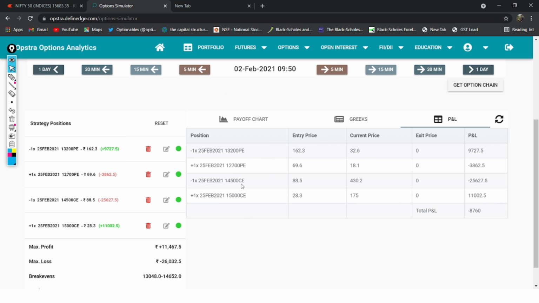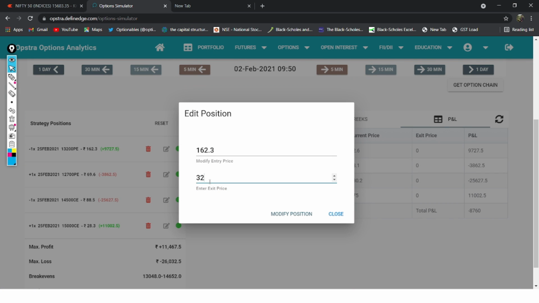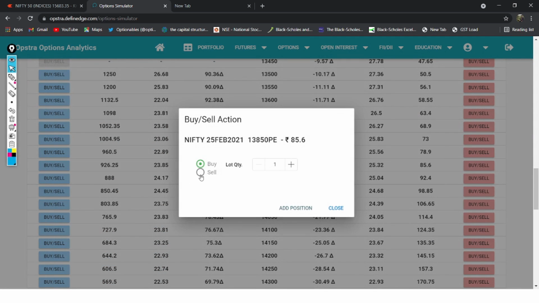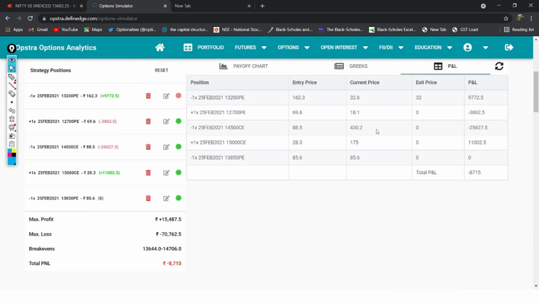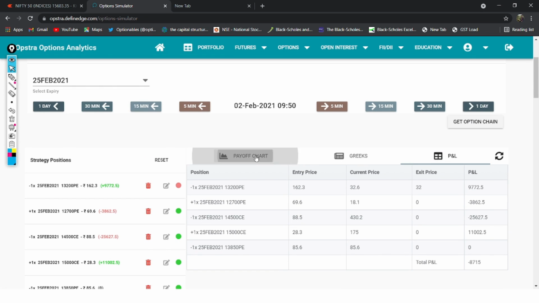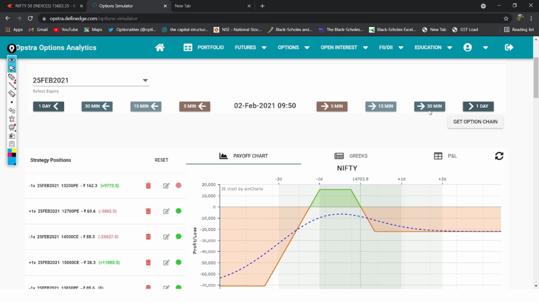The current price of 13,200 is 32. So exit at 32 and I am going to enter 13,850 put options, one lot. You can see that every time you do this, you don't need any additional margin. And now again, we will continue with our trade. If it is going to come back, then we are going to exit everything. If it is going to continue, then we are just going to shift one more. So we will see what exactly happens.